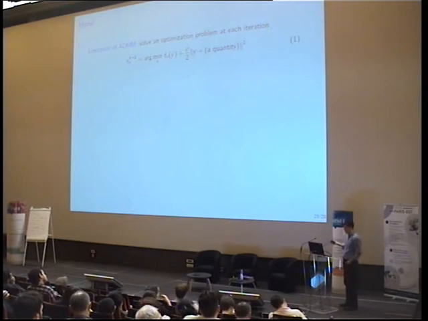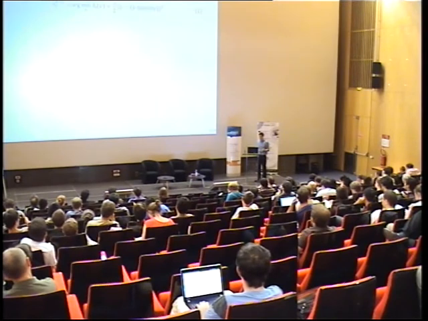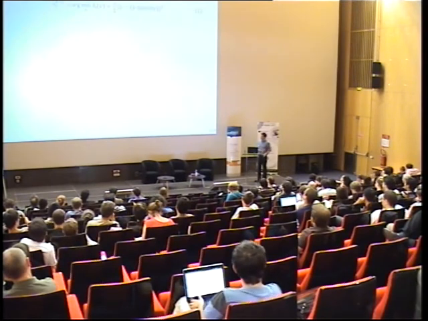And I said that ADMM has linear convergence rate, whereas distributed gradient has sublinear convergence rate. But in fact, these two methods are not really comparable because I do not make the same assumption on the computational abilities of the agents.